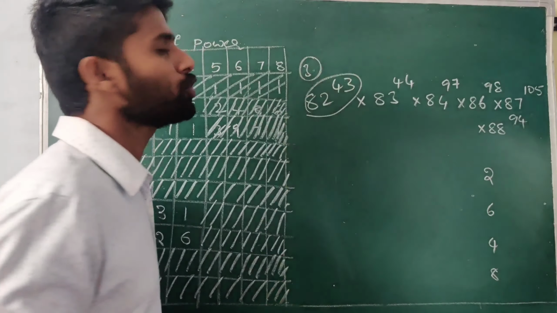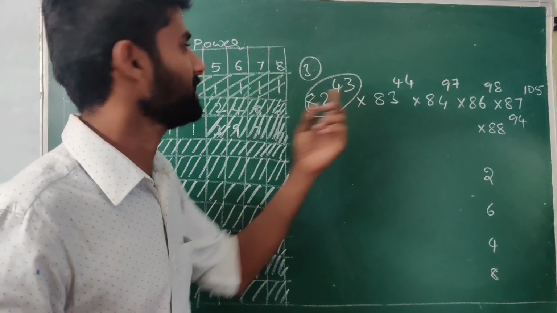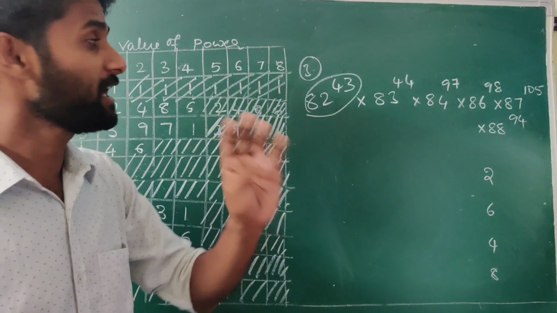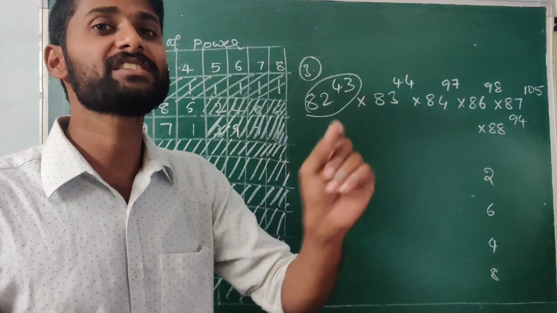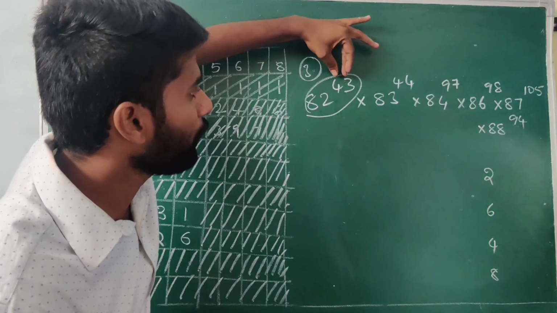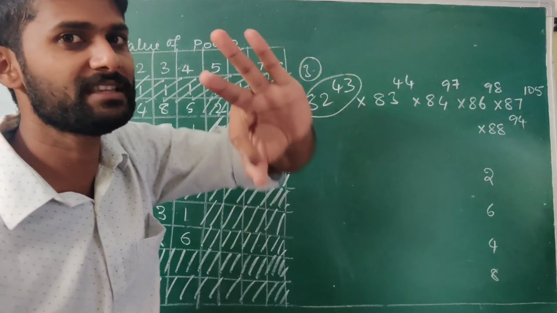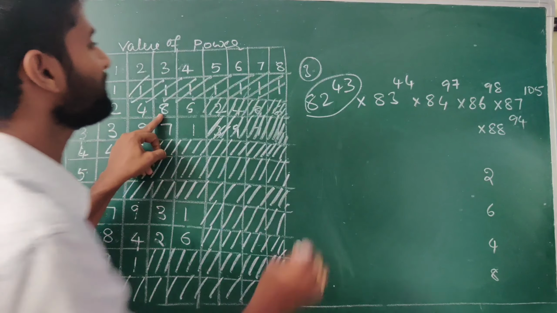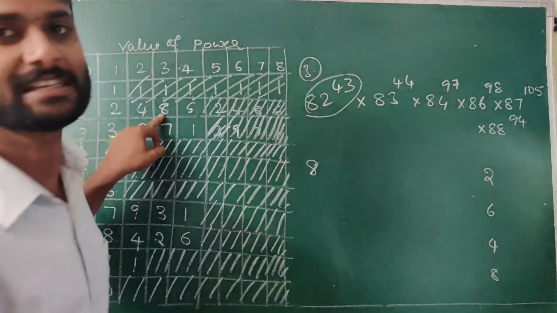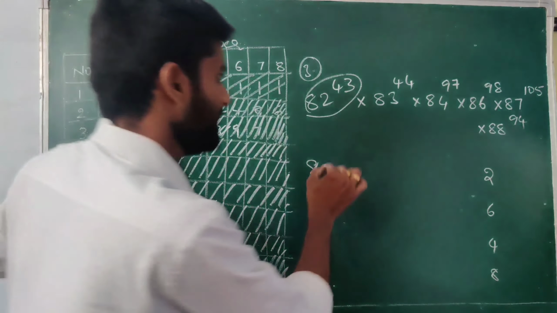They have given 82 whole power 43, meaning 2 power 43. For 2, we have 4 repeated values. That means we check the power value divisible by 4. See, 43 divided by 4 gives 3 as a remainder. If you get 3 as a remainder, take the third value. What is the third value? 8. So the units place of the first number is 8.